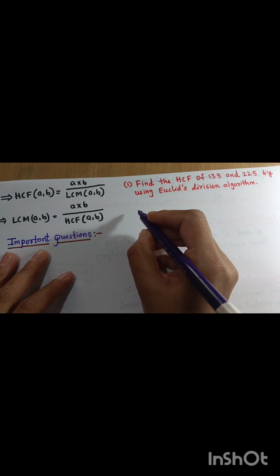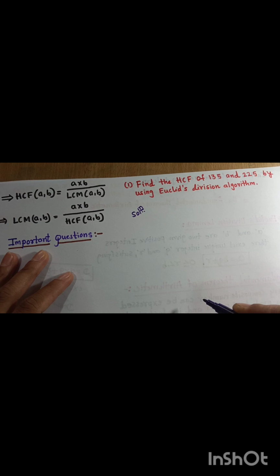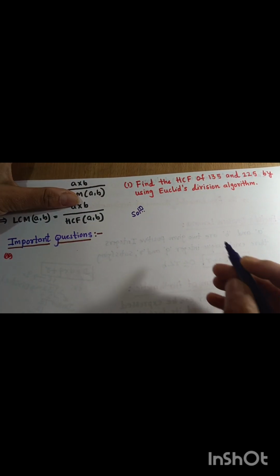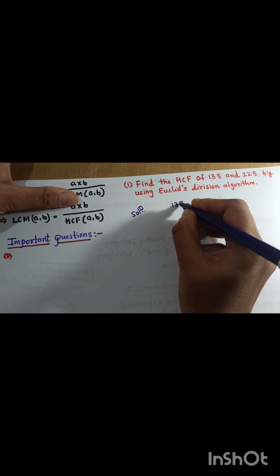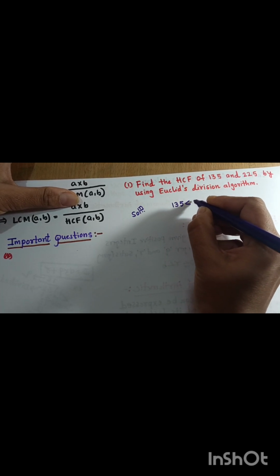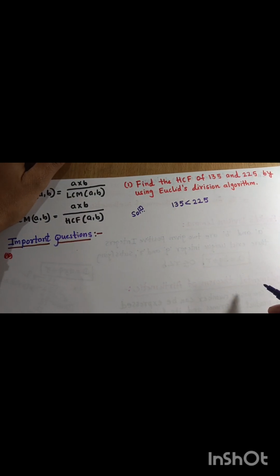Okay, let's start the solution. Now see. Solution. See here, the two numbers given here: 135 and 225. So 135 is smaller than 225, is it right? Then you apply Euclid's division algorithm or Euclid's division lemma. That theorem you apply.